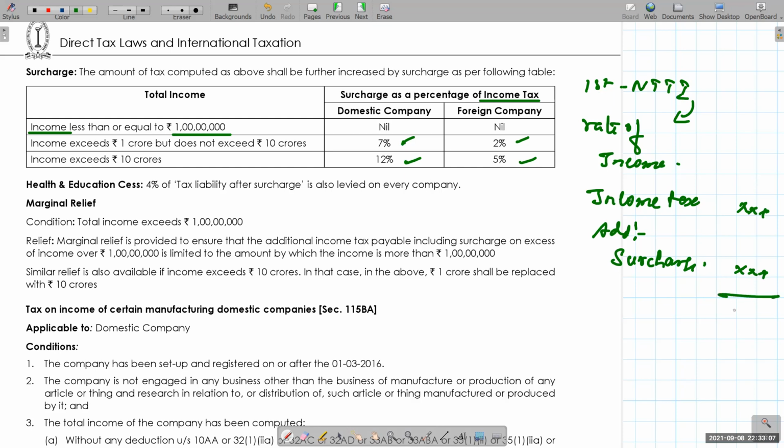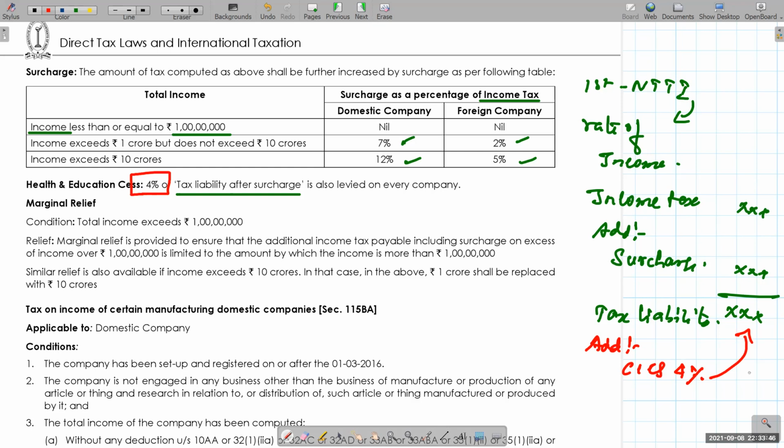Then we have the tax with surcharge, that is, tax liability after surcharge. On that you apply cess. This is always applicable to every assessee, and it is applicable to a company also. What is the percentage of cess? It is 4% on this amount. Add cess, 4% on this amount. Understood?